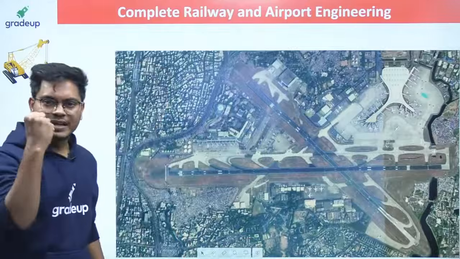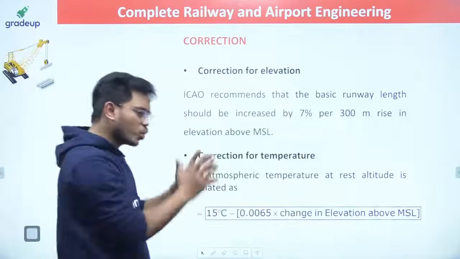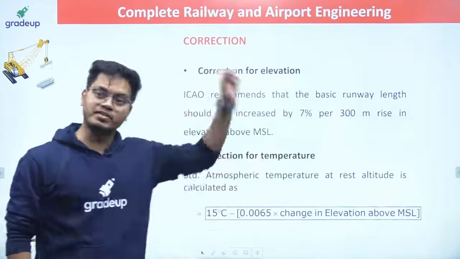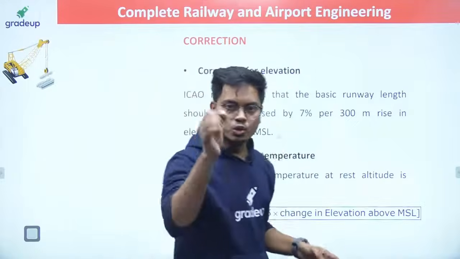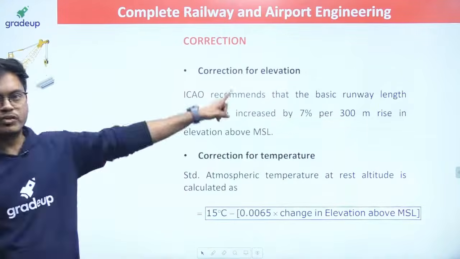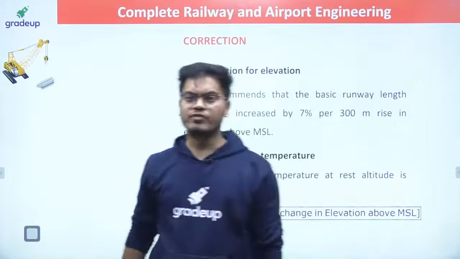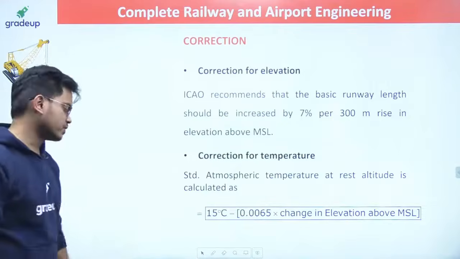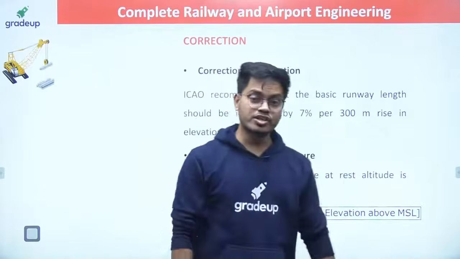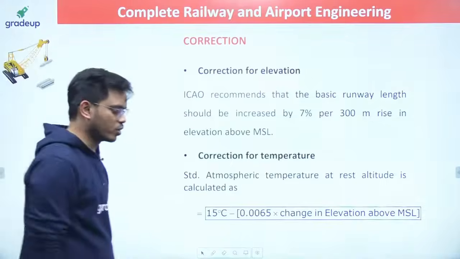Everybody felt it? Did you get the feeling of the concept? If yes, then let's move to the main thing, that is the question which will come from your airport engineering. This question has been asked in previous years also, and by completing this you will cover the complete 10 marks of your railway and airport engineering, and we will close the class after this particular discussion. Right now, let's talk about the corrections that we have to provide in our runway length. There are basically three corrections that we provide: the correction for elevation, the correction for temperature, and the correction for effective gradient. One by one we will discuss all these things.